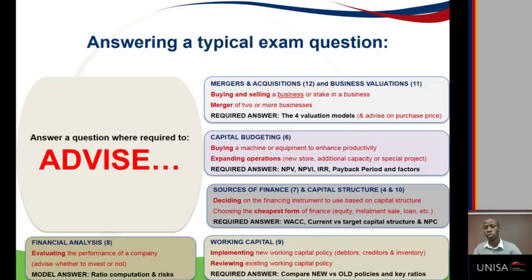Then we come to mergers and acquisitions and business valuations, which is chapter 11 and 12 of your textbook. This is where one business is buying another, or buying a stake in that business, or 2 companies come together. There are 4 valuation models that you need to know: net asset value, market capitalization, price earnings multiple, and also discounted cash flows or free cash flows. Those are the models you must be comfortable with, and you must also be able to advise on the purchase price.